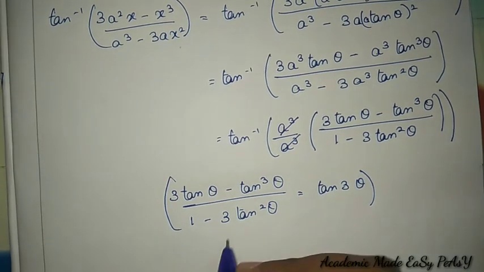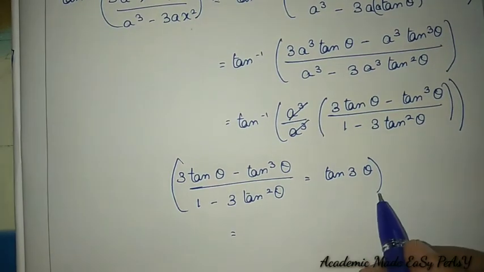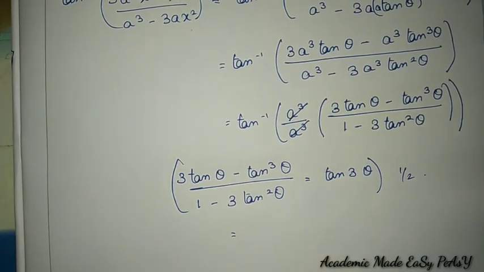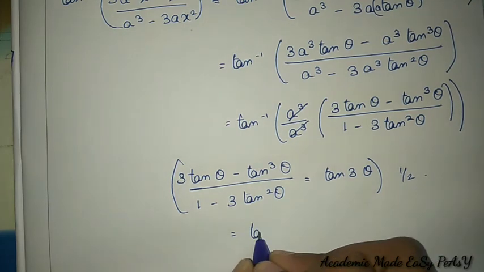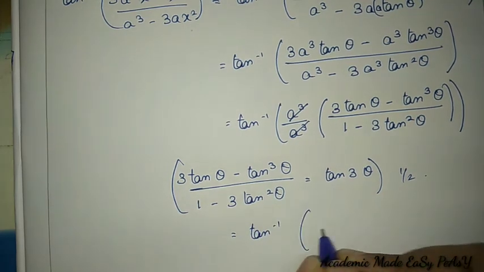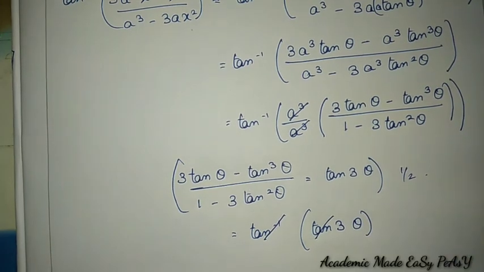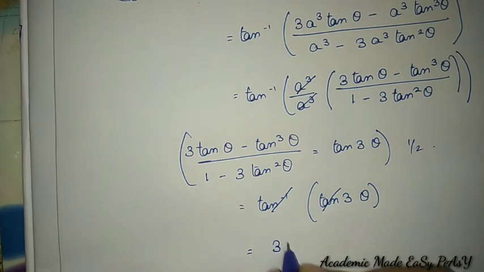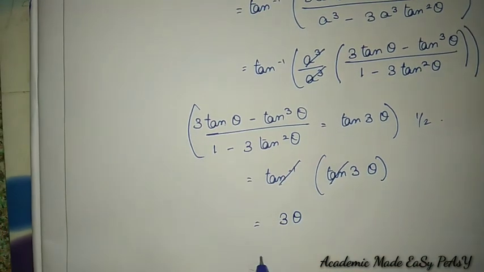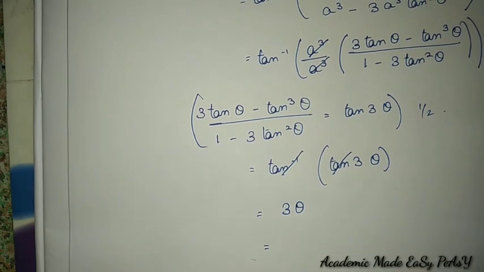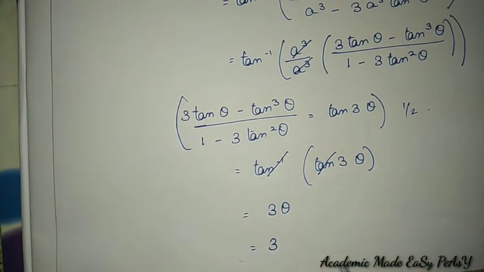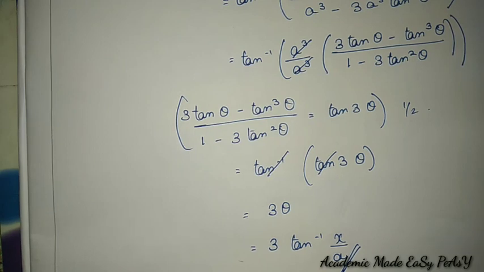Yes, this is a formula. If you write this formula, you may get half a mark. So tan inverse of tan 3 theta. Tan and tan inverse will get cancelled. So here I will have 3 theta. Already we have found the value of theta, isn't it? So 3 into what is theta value? Tan inverse of x by a. So this is the required simplified form for the given question.